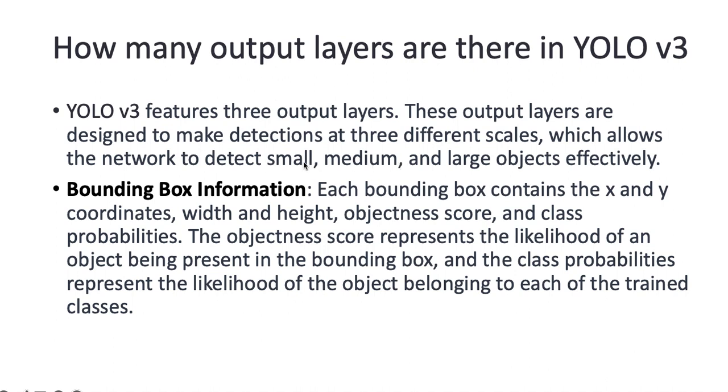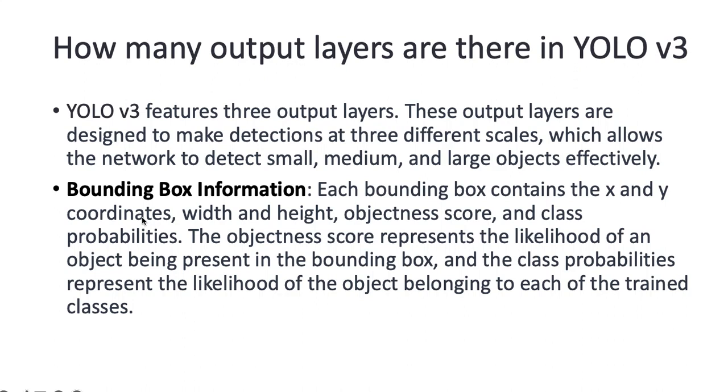For example, let's say there are 100 layers in the YOLO model. Let's say the last 3 layers are the output layers, for example layer number 98, 99 and 100. Layer number 98 will detect the large objects, layer number 99 will detect the medium objects, and layer number 100 will detect the small objects. That means the functionality of each layer is different, detecting objects of different sizes or scales.